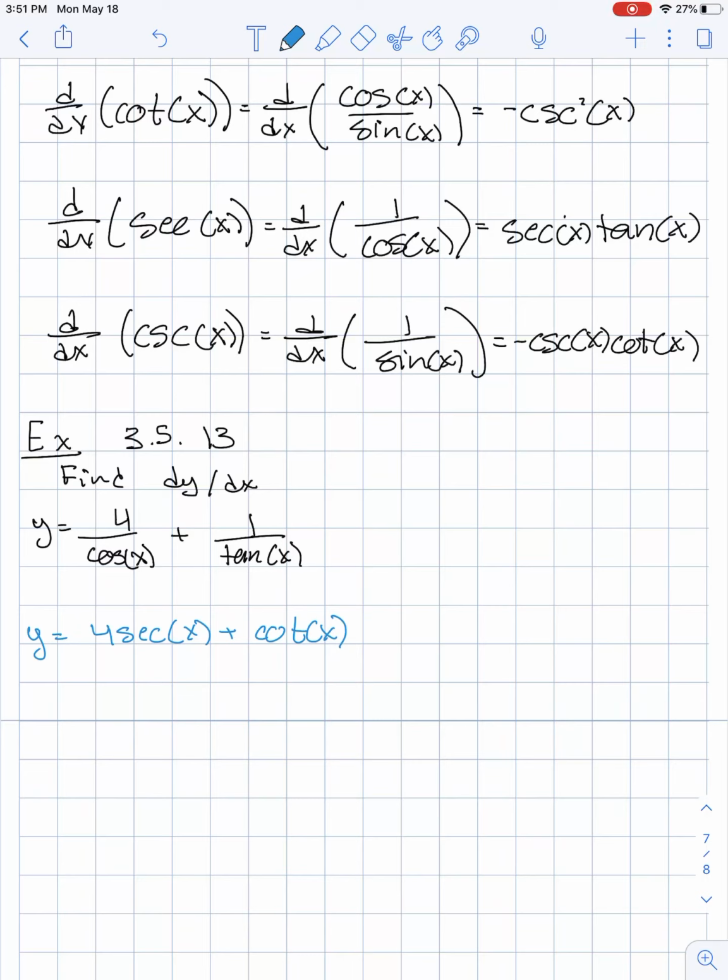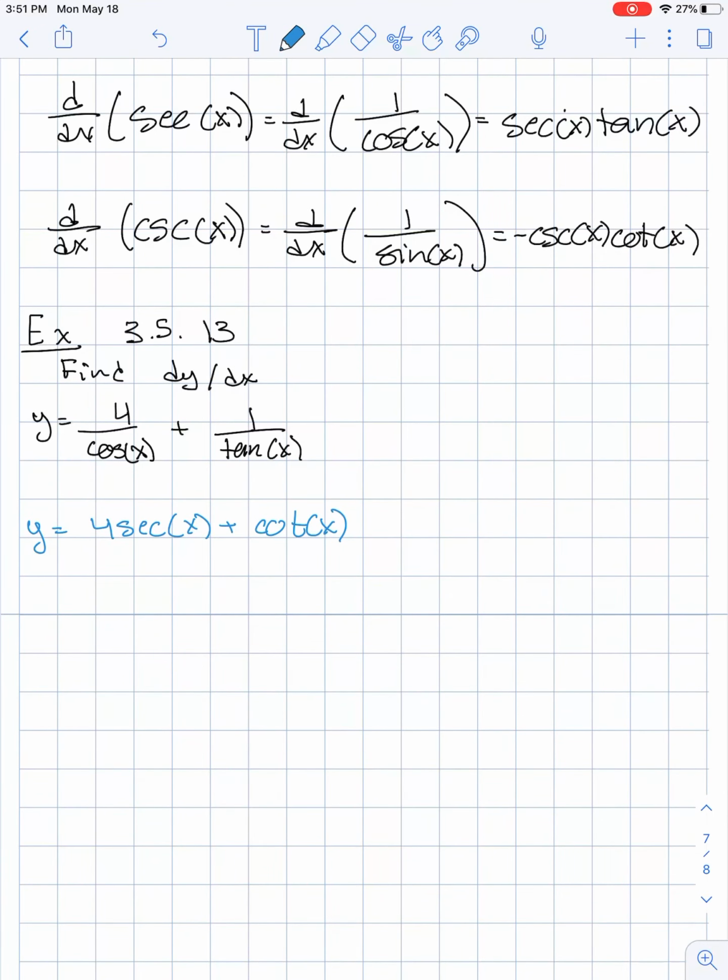Because I just have these really quick rules. And if I see something divided by something else, then that screams quotient rule. And that formula isn't my favorite, just saying. I know I shouldn't play favorites, but it's not my favorite. So I've just rewritten y right now.